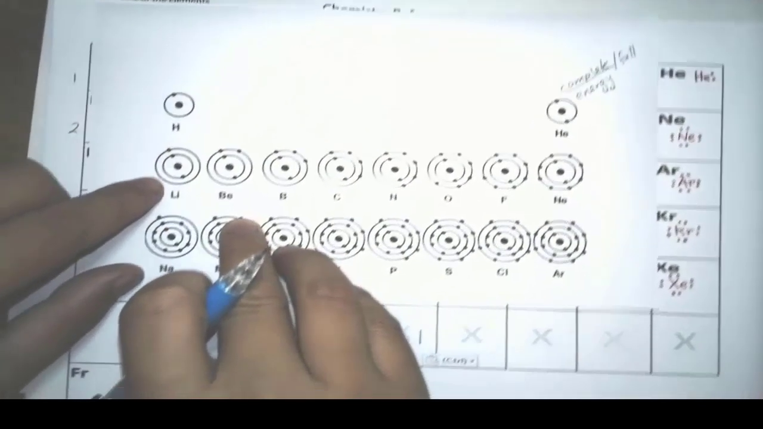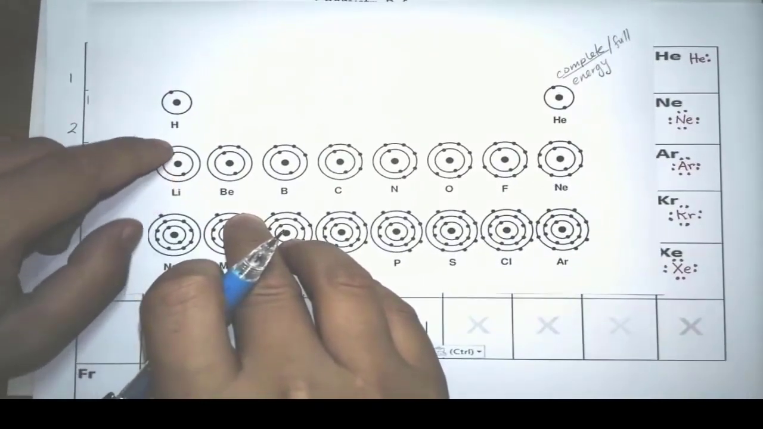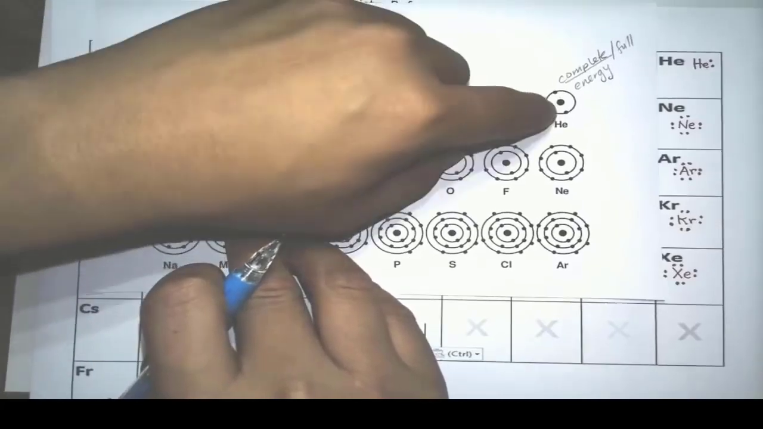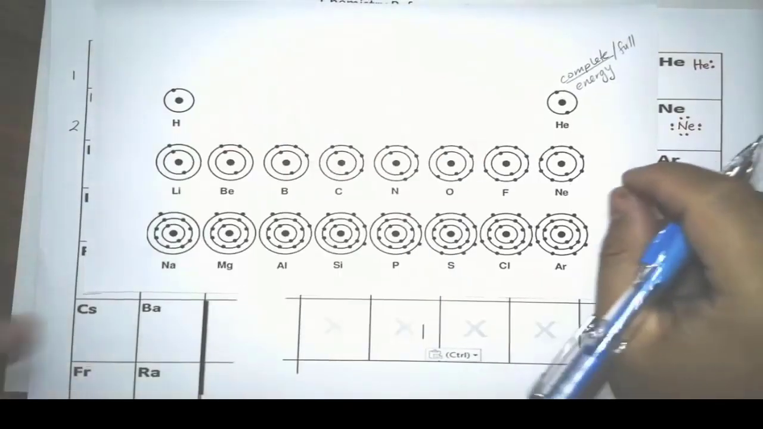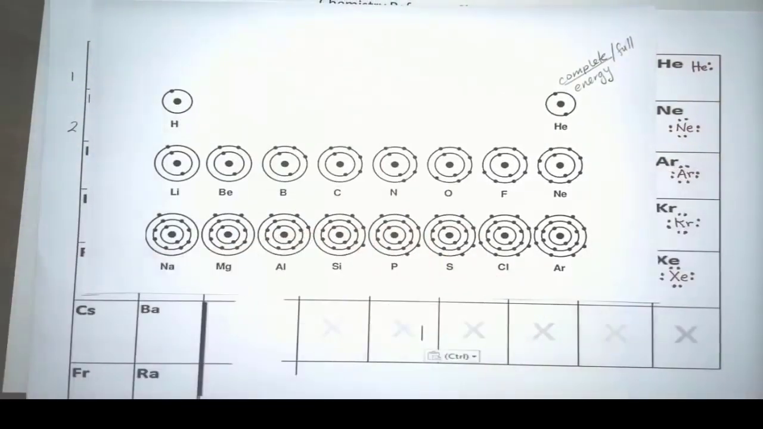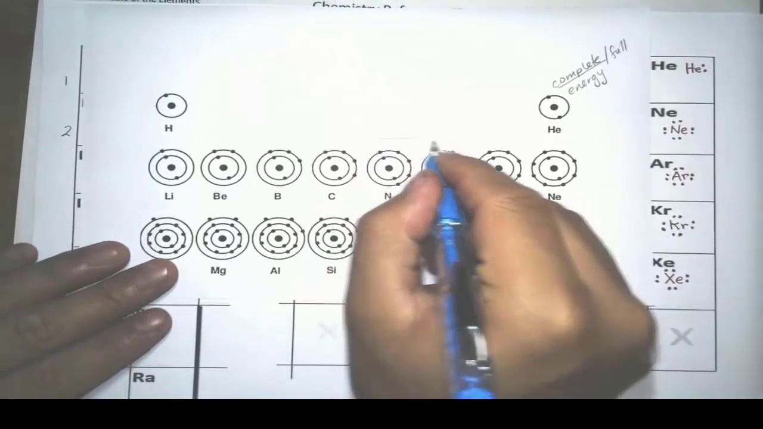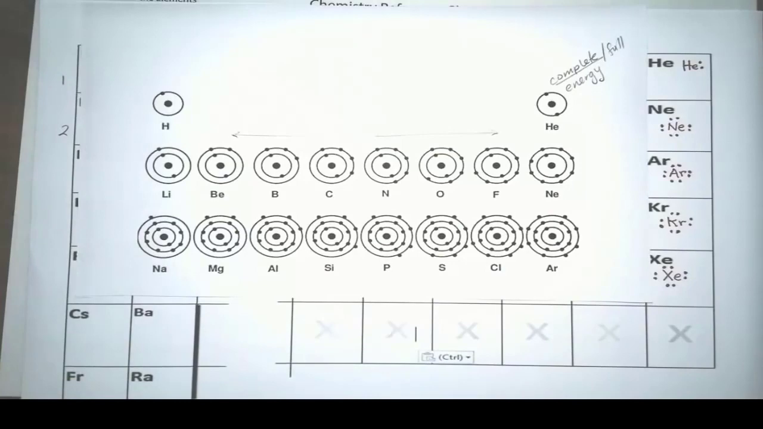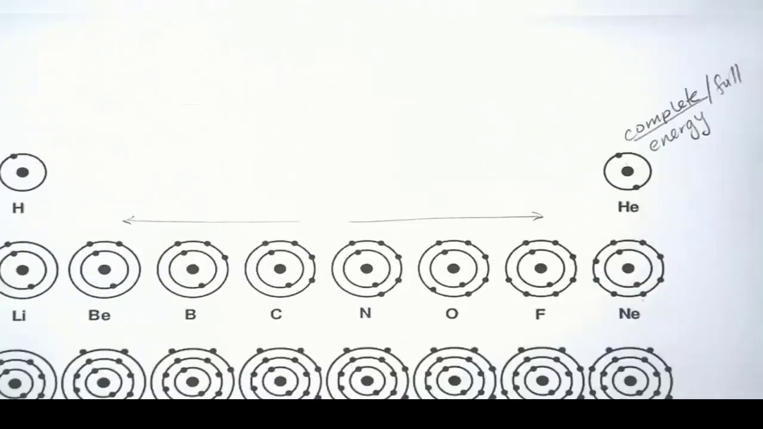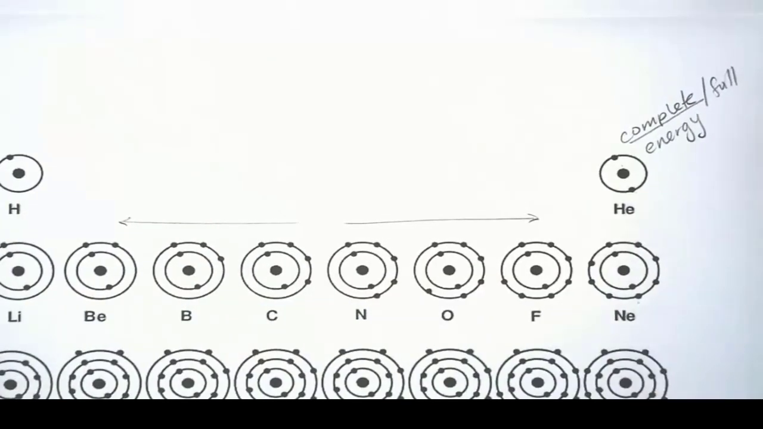So if I look at lithium right here, it will lose 1 electron and go back to become helium. So it doesn't matter which noble gas it becomes, as long as it has the number of valence electrons of a noble gas, it will become stable. So you either go that direction or you go this direction. Let's look at this more carefully.